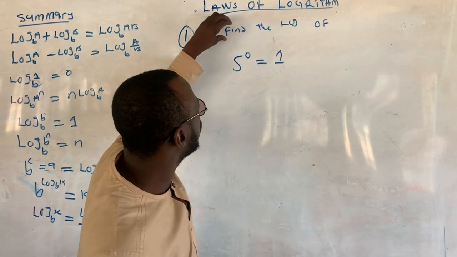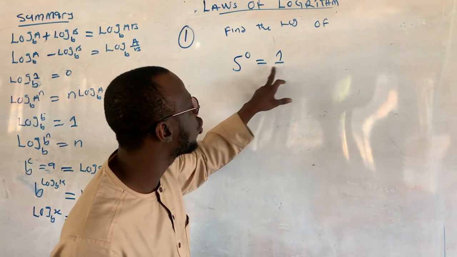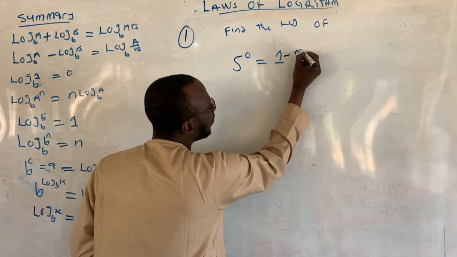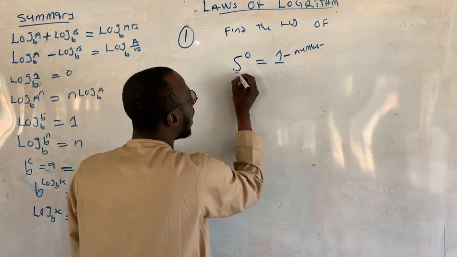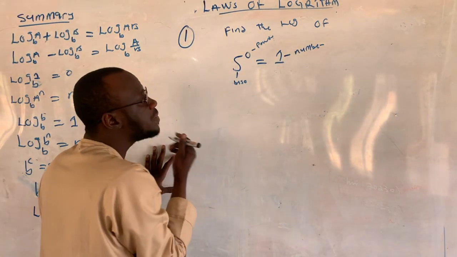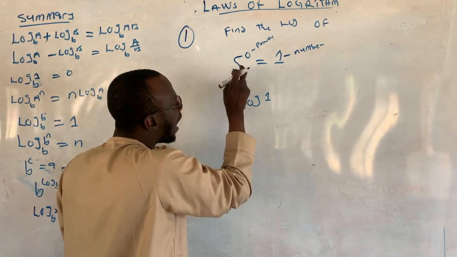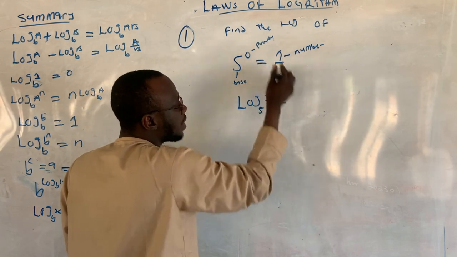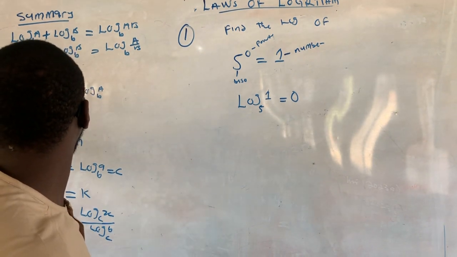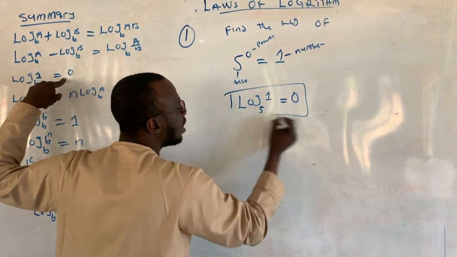Now, this question goes on to say that we should find the log of 1 base 5. Remember that 5 to the power of 0 is equivalent to 1. 5 should be our base, and it should be our power. This means that the log of the number 1 base 5 equals the power, that is 0. Just from this equation, log 1 base b equals 0. Meaning our answer here is 0.